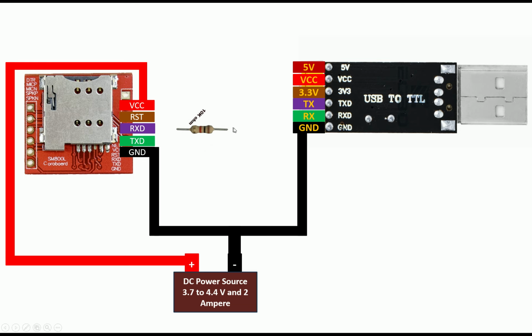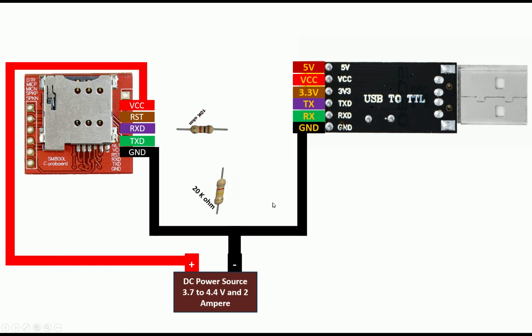But what I am going to use is a voltage divider. We will be using a voltage divider to bring the 5 volt transmission of the USB to TTL device down to 3.3 volt. For this, you just need a 10K resistor and a 20K resistor. You may use any other resistors as well. You can use the voltage divider formula to make 5 volt into 3.3 volt.